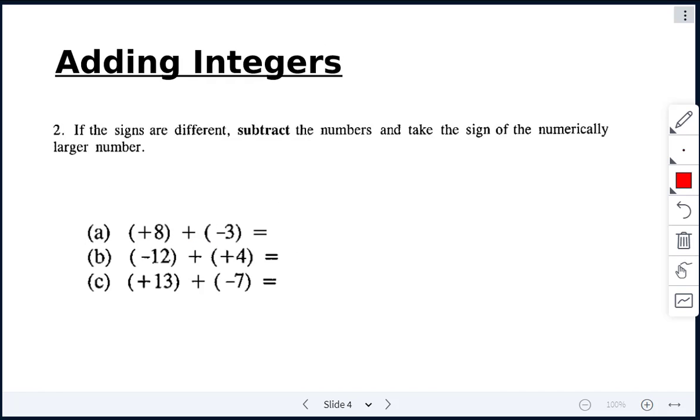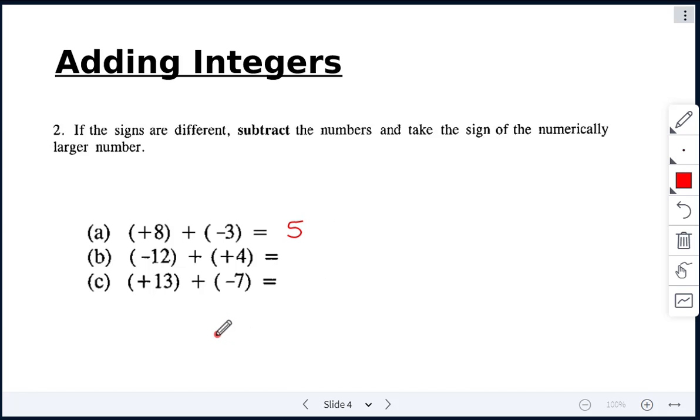Our next scenario with adding integers is, what if the signs are different? If the signs are different, we're going to subtract the numbers and take the sign of the numerically larger number. Here we have a positive 8 and a negative 3. The 2 signs are different, so we subtract the 2 numbers: 8 minus 3, which is 5. Now what sign do we take? We take the sign of the numerically larger number. 8 is the larger number, it's a positive, so our answer is positive.